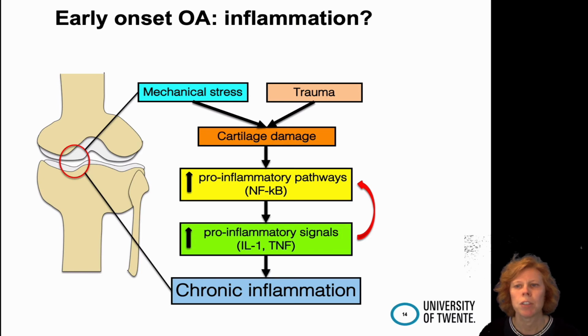After mechanical stress or trauma, cartilage can be damaged. It is possible that in a response to this damage, inflammatory pathways, such as the NF-kappa B pathway, are activated. In turn, they will upregulate expression of pro-inflammatory signals, interleukins, TNFs. This will create a positive feedback loop by activating more pro-inflammatory pathways, and this may eventually result in chronic inflammation.